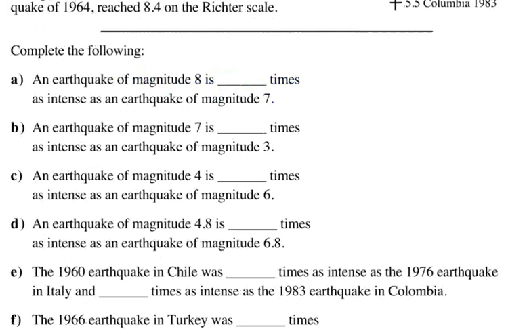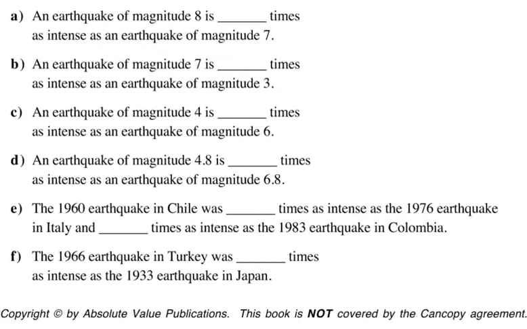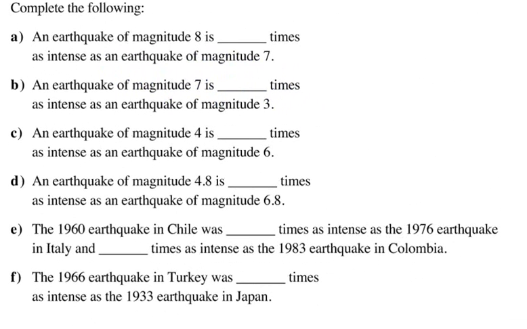So let's see what they have for us. An earthquake of magnitude 8 is how much worse than an earthquake of magnitude 7? Well, we have a formula that says the amplitude for an earthquake is 10 to the power of the Richter difference. So the Richter difference here is 1, and 10 to the 1 is 10 times. The 8 earthquake was 10 times worse than the 7 earthquake.